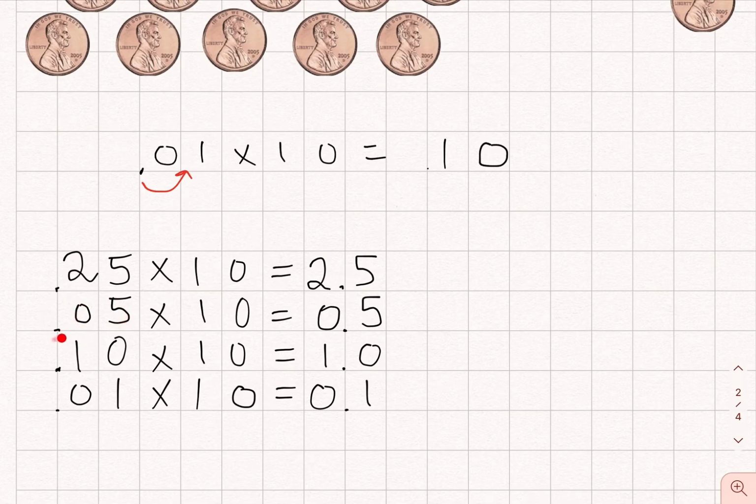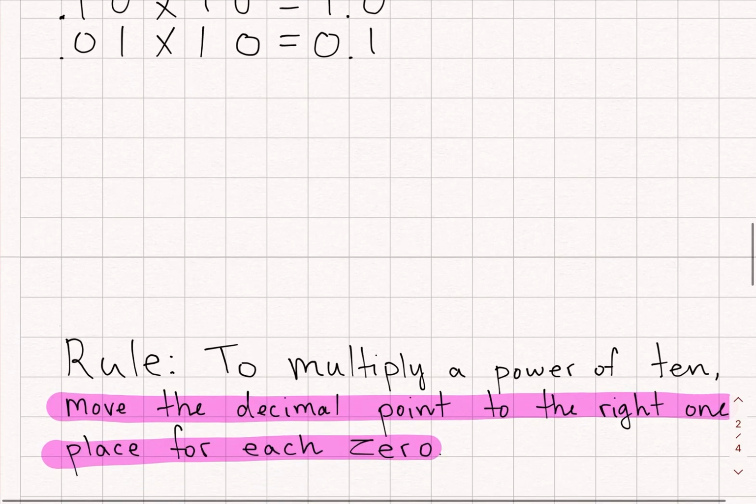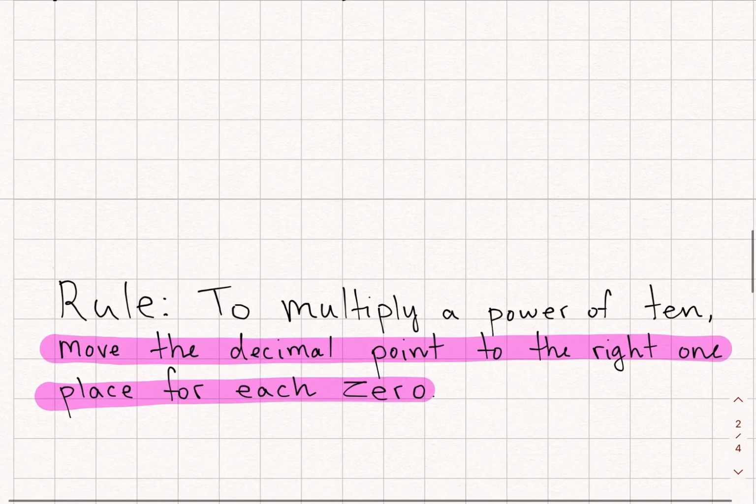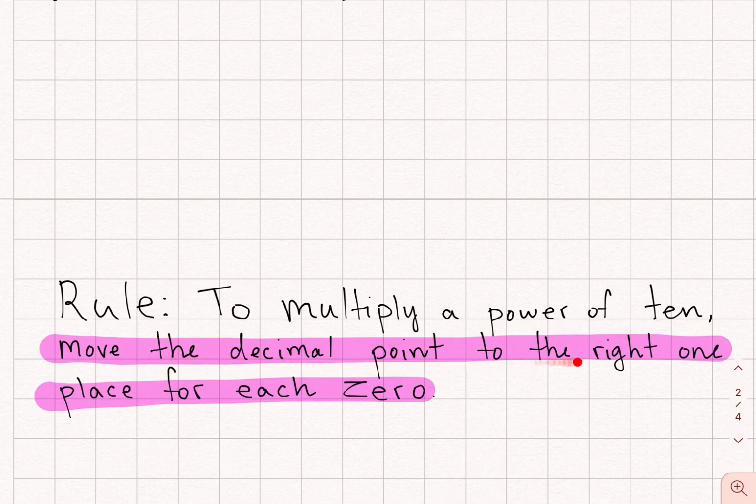Here we had 5 cents. The decimal's far from the 5, and we multiply by 10, and now it's right next to the 5. The decimal moved once. Here we had 10 cents times 10. The decimal was on the left of the 1, and it moved once to the right side. And same thing for the penny. And that gives us our rule. So in your math notebook, you should write this rule down. The rule is to multiply by a power of 10, move the decimal point to the right, one place for each 0. Here's the important part in pink. Move the decimal point to the right, one place for each 0.